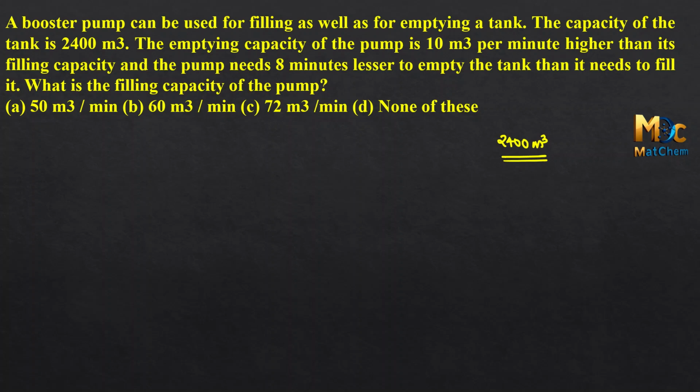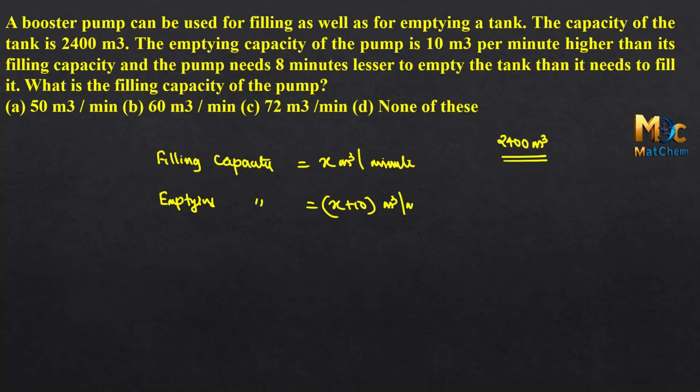For example, consider that the filling capacity of the pump is equal to x meter cube per minute. That means in 1 minute the pump can pour x meter cube of water, and its emptying capacity will be equal to x plus 10 meter cube per minute.